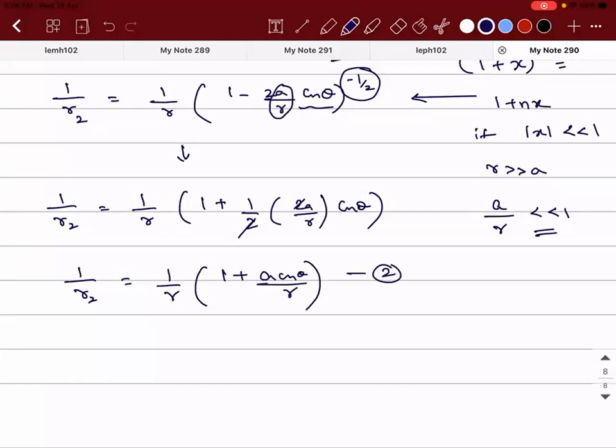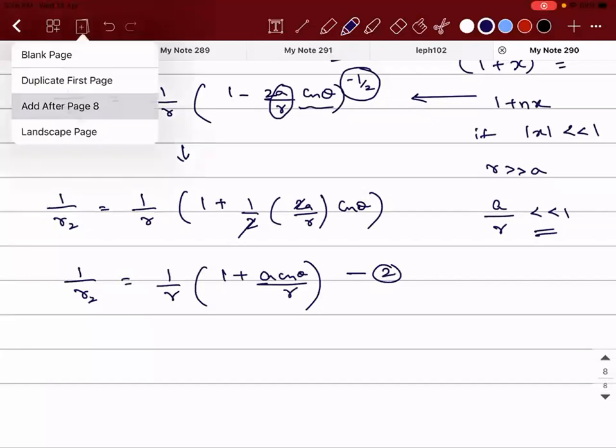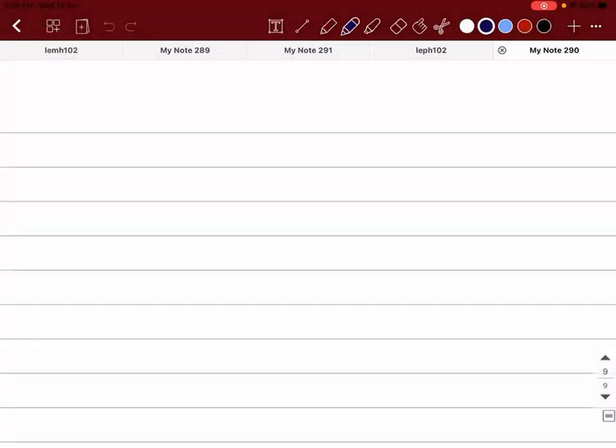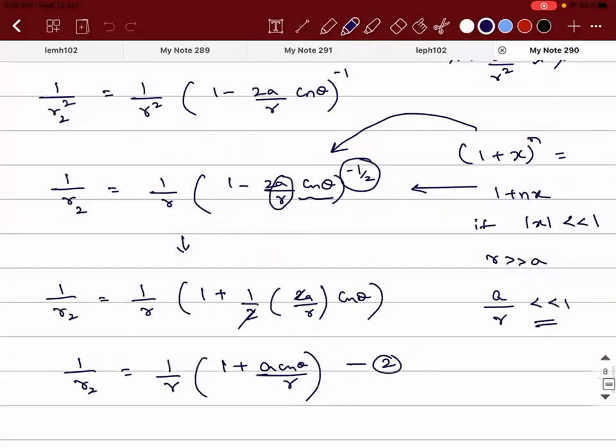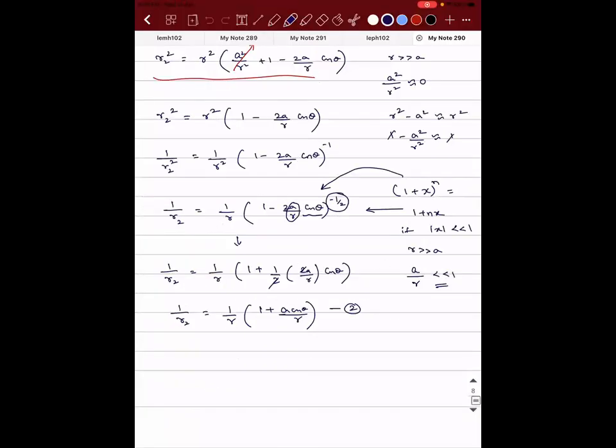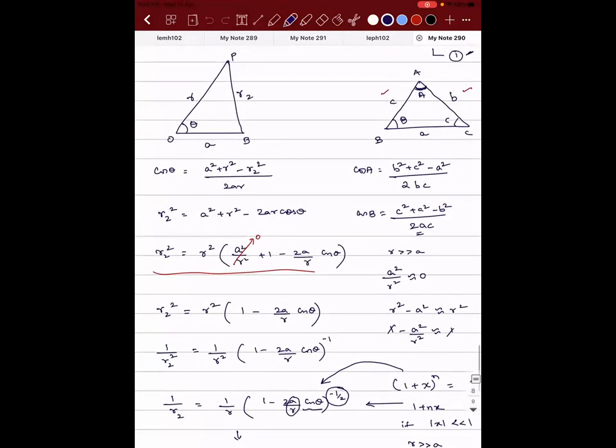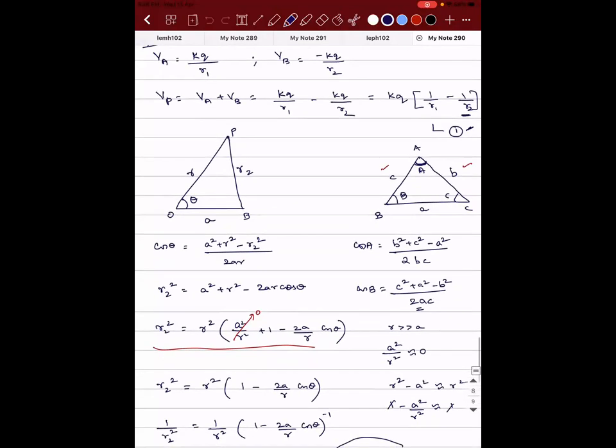Okay. So I suggest everybody copy this first. And while you're copying, if there is any doubt, ask. See, this is how they have done it in your textbook. So I have to explain it, right? So write it down.